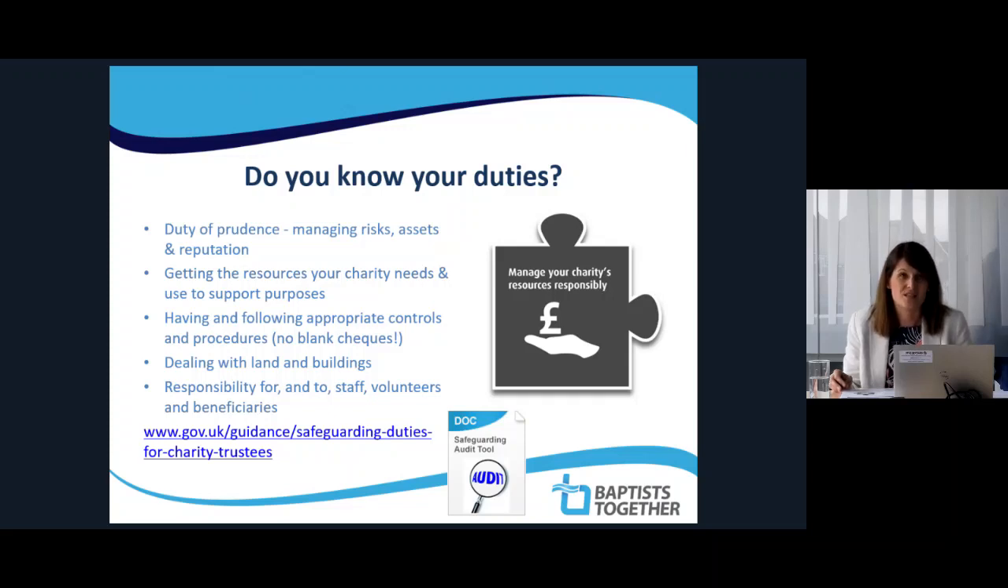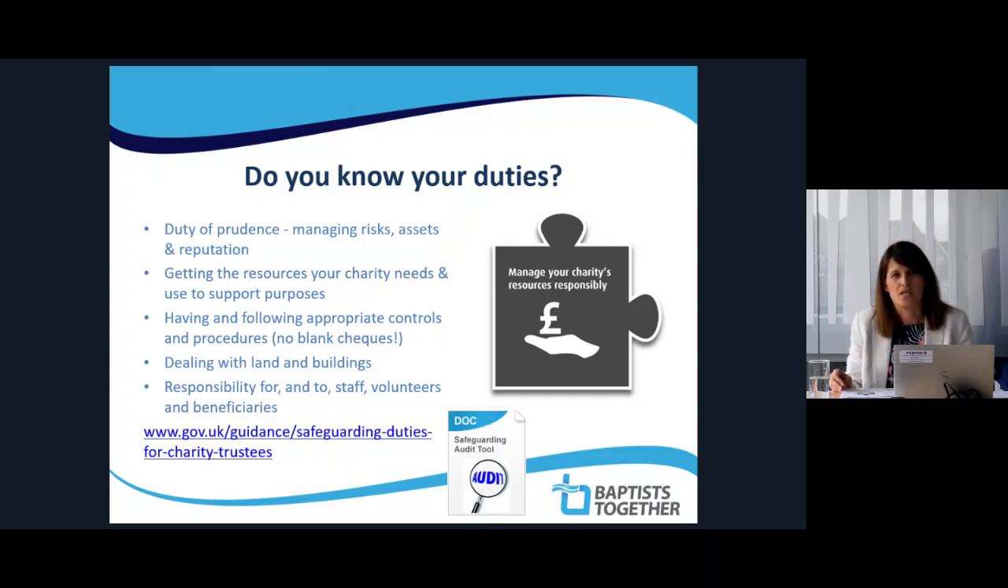So it's not just about getting the resources your charity needs, but you also need to use those resources to support the charitable purposes and objectives of your charity. Just be careful not to overcommit the charity, and particularly take care if you're borrowing or spending money for the charity. And tied into that, of course, is having appropriate controls of your financial procedures. Don't fall into the trap of issuing blank cheques for one trustee to sign and then pass them on to another.